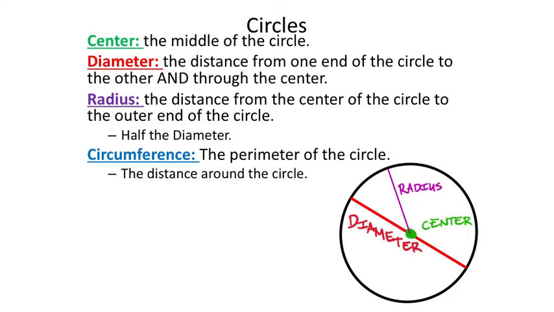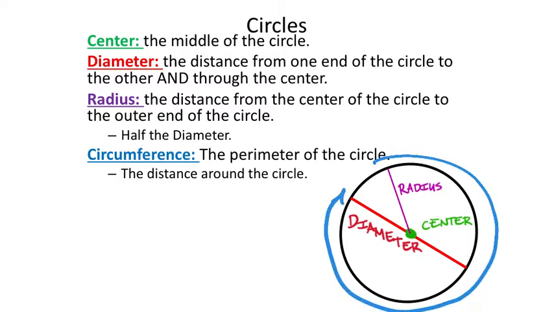Last thing, like we've seen on the objective, is the circumference. So the circumference is kind of like the perimeter of a circle. It's just the distance around the circle. Doesn't matter where you start, it's the distance around the circle, okay? So circumference for me, I'll put this in blue. It's going all the way around the circle here. This is circumference.